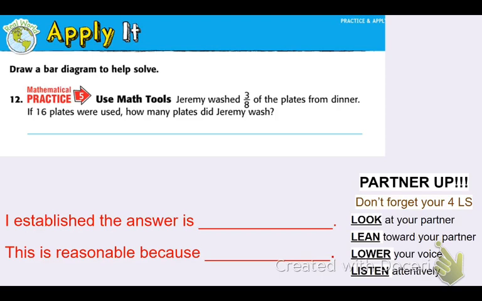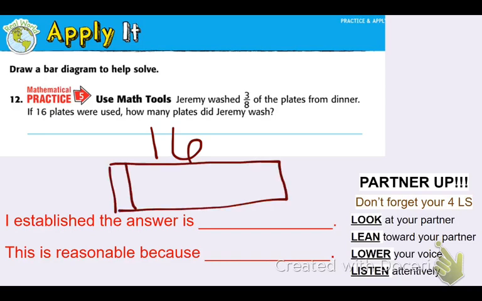Jeremy washed 3/8 of the plates from dinner. If 16 plates were used, how many plates did Jeremy wash? Well, I know the whole number. There's 16 plates. I'm making my diagram. There's 8 groups out of the 16. I'm going to break it up into 8 groups. So there's 3, 4, 5, 6, 7, 8.